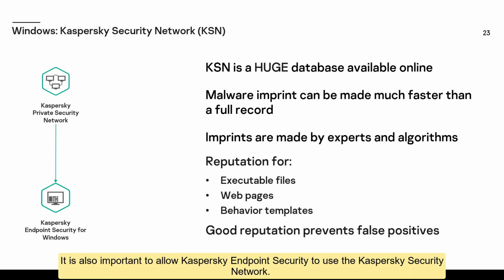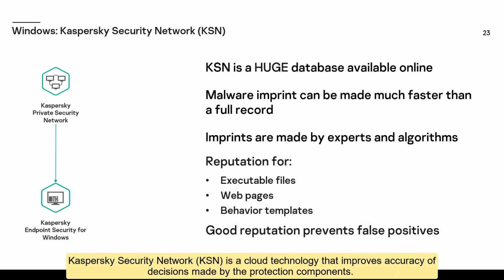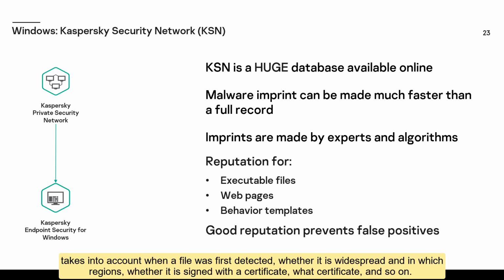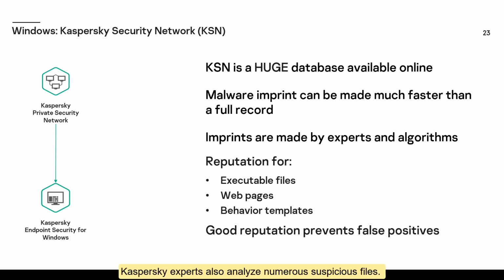It is also important to allow Kaspersky Endpoint Security to use the Kaspersky Security Network. Kaspersky Security Network, KSN, is a cloud technology that improves accuracy of decisions made by the protection components. Kaspersky Security Network receives information about files from protected devices, analyzes it using machine learning, takes into account when a file was first detected, whether it is widespread and in which regions, whether it is signed with a certificate, what certificate, and so on. Kaspersky experts also analyze numerous suspicious files.